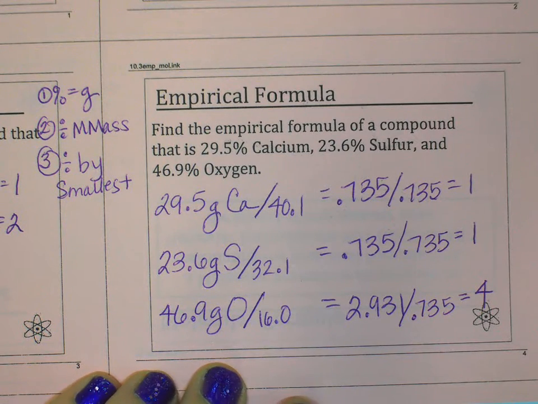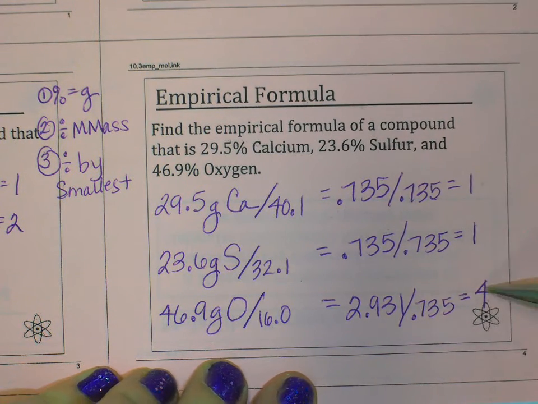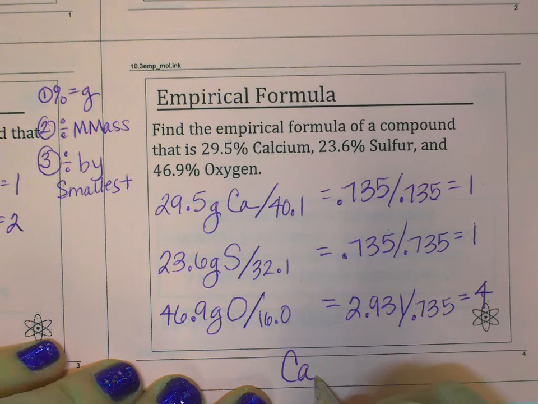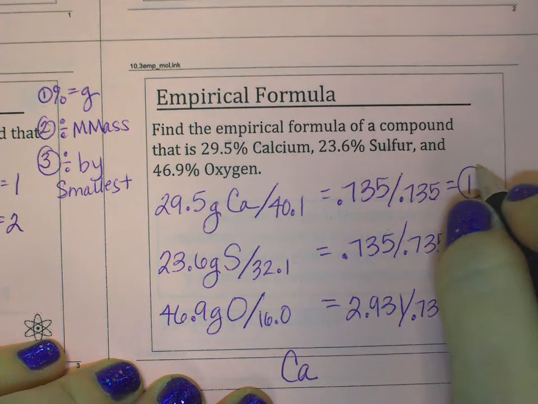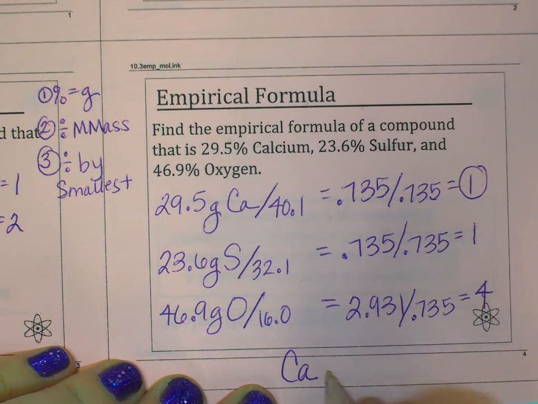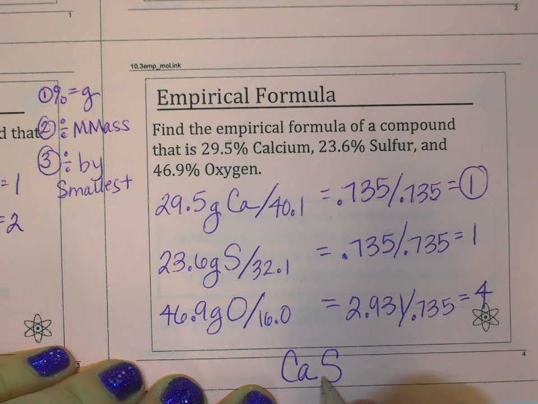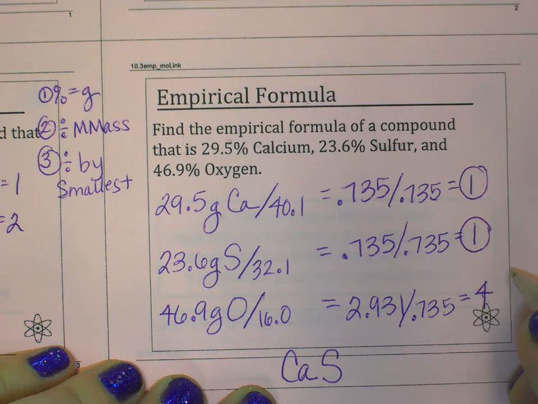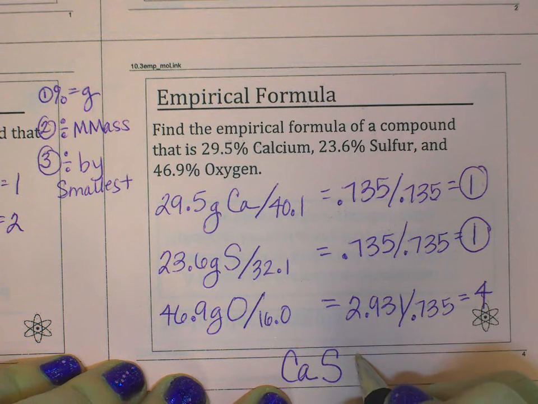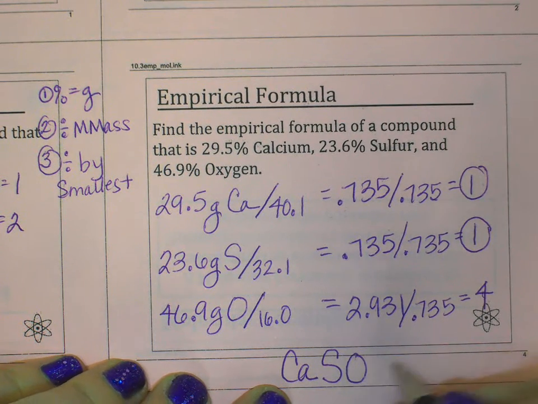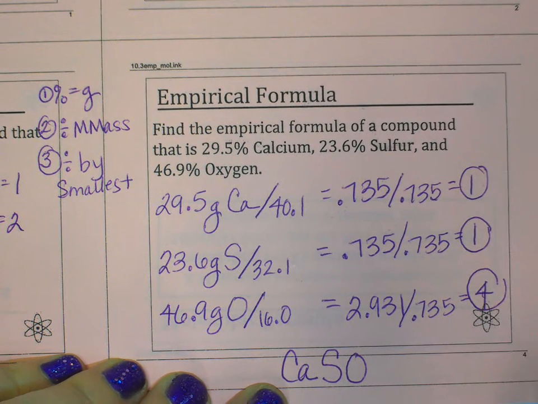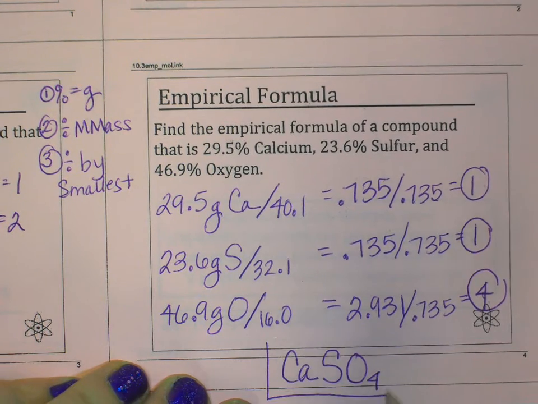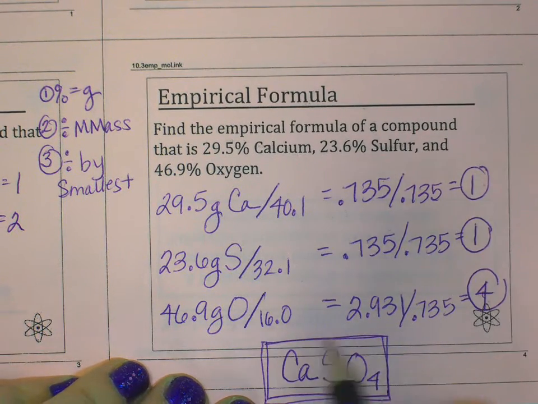So now these are my 3 whole numbers that I write in my formula. I've got Ca1, I have S1, and I have O4. So that is my empirical formula for those percentages.